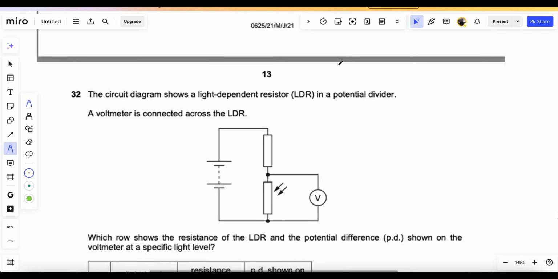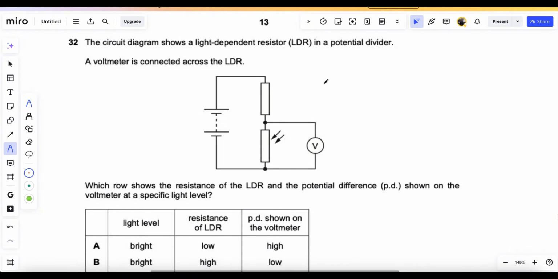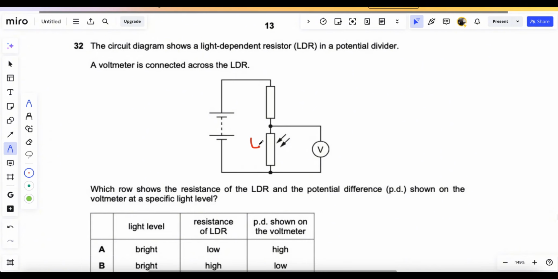Question 32. This is a potential divider. The circuit diagram shows a light-dependent resistor in a potential divider. A voltmeter is connected across the light-dependent resistor. This is the light-dependent resistor. The arrow shows that light is shining on this resistor. That's why we call it LDR, light-dependent resistor.